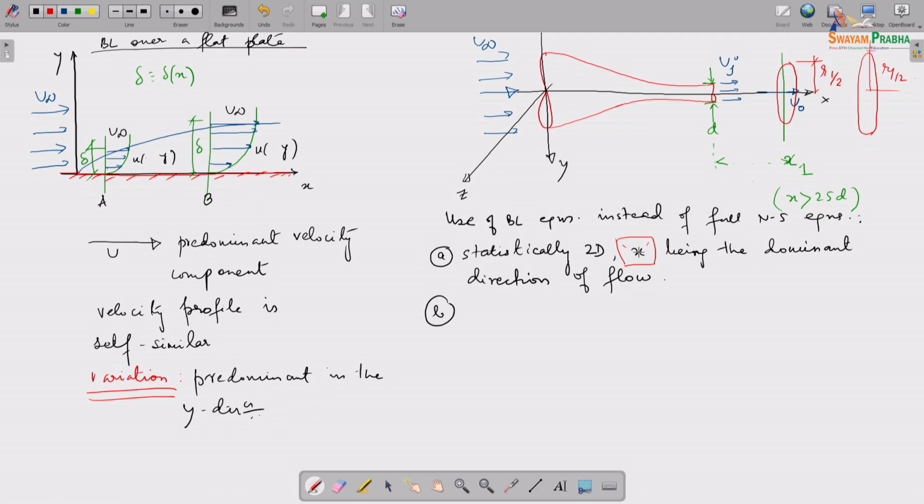Because this is time variant, if you look at mean values over a period of time, you will see that the variations are such that x is the dominant direction of flow, and the changes in the flow in the y direction are quite small, quite negligible, and therefore we consider this as a 2D flow, x being the dominant direction of flow. Again, this is also something we've written.